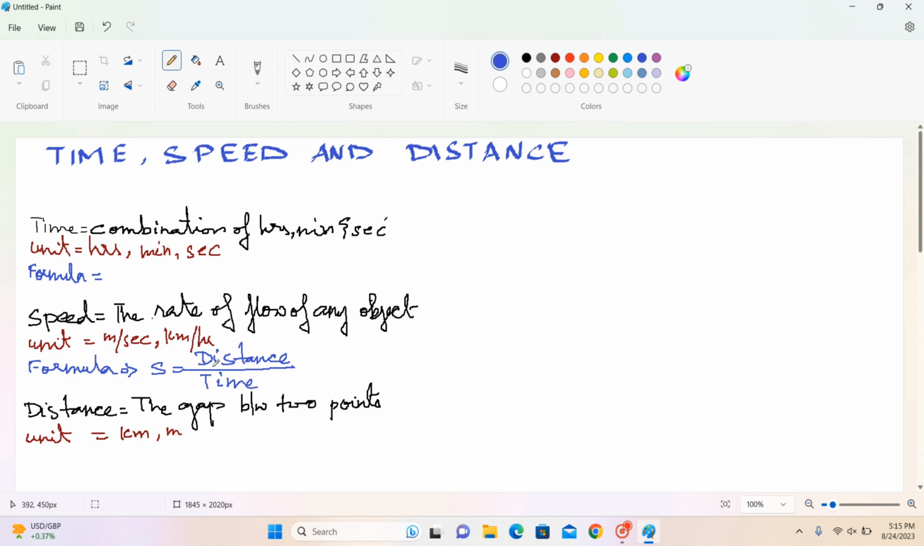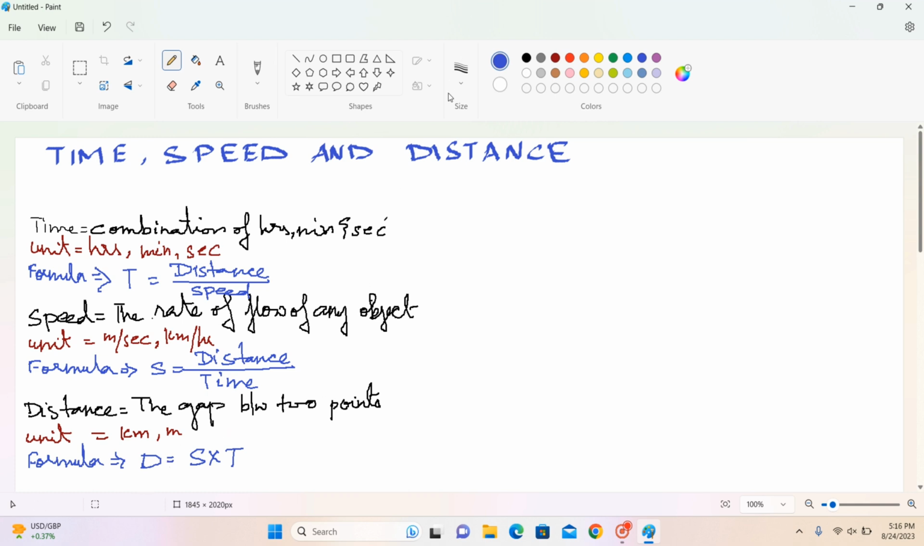If you are able to derive this formula very easily, you can get time also. Just replace the positions. So time is equal to distance by speed. Next, if we want to find the formula for distance, then distance is equal to speed into time. Thus, these are the formulas for time, speed and distance. Though we can solve the questions without formulas also, you have to know the formulas: how to calculate time, how to calculate speed, how to calculate distance.